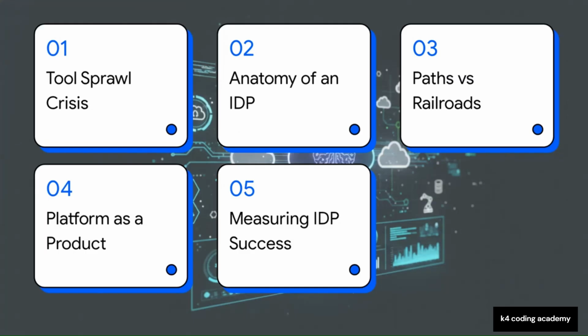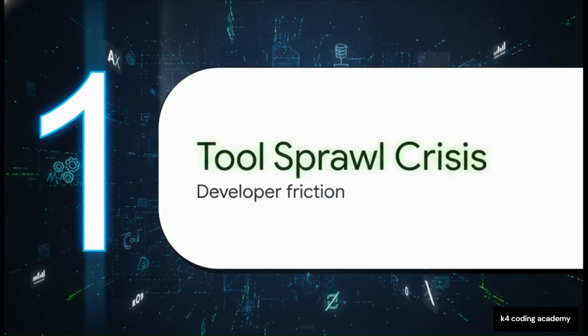So to fix this, today's explainer is going to cover the tool sprawl crisis, the architecture of an IDP, the critical difference between golden paths and railroads, the platform as a product mindset, and finally, the incredible ROI these platforms deliver. Section 1. The tool sprawl crisis.